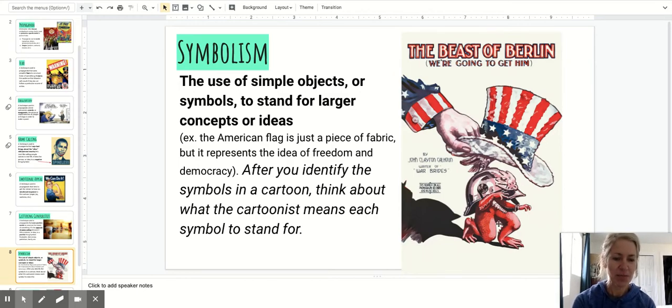And this beast, we look like some kind of lizard, and he's got a hat on. This hat, it's not just a hat, it represents Berlin. And this is what the Kaiser, the leader of Germany during World War I, would have worn. So it's representing Germany during that time, and the leader there, and making him look like some kind of creature, and it's being covered up by the United States. So we're going to get him. So this is all symbols here, right? We don't see Germany, we don't see the United States, but we see symbols that represent those ideas.